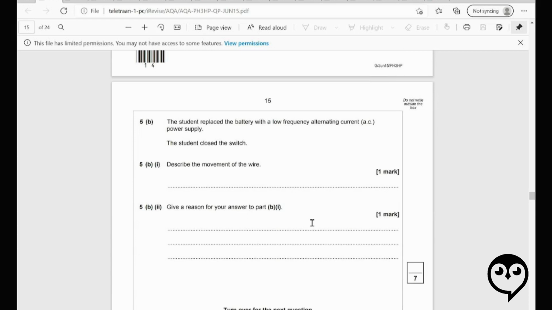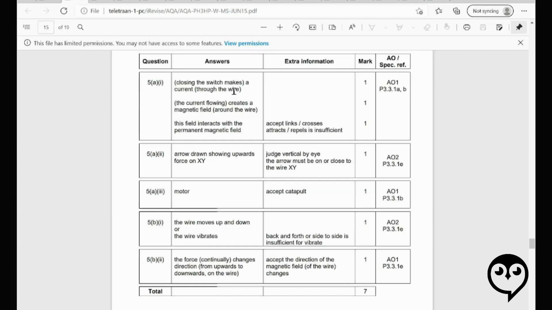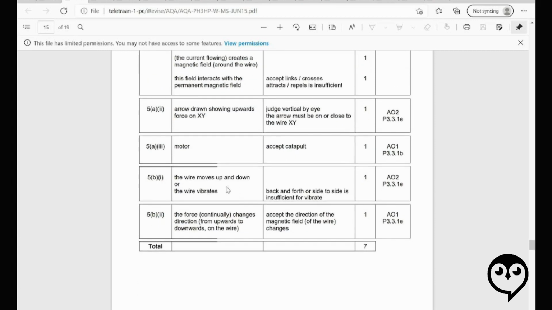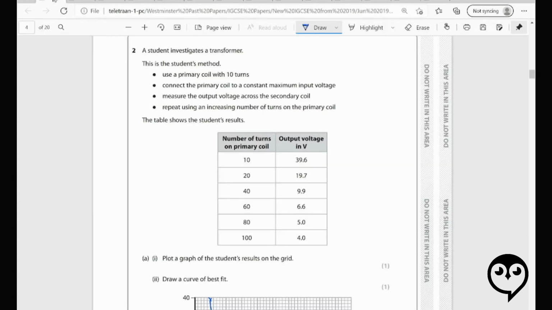Well, because the current is changing direction, the force, according to our left-hand rule, is going to be in an opposite direction. Is that what they want? Close the switch, makes current go through the wire. It's got a magnetic field around the wire, and that will interact with the permanent magnetic field. Yeah, something to that effect. Good. It's going to go upwards. It's the motor effect. The wire will move up and down. The wire will vibrate. Oh, okay. I've not seen that in a demonstration, but okay. And it's continually changing direction. That's why. Good. Okay, and I've got a June 2019 from Edexcel here.